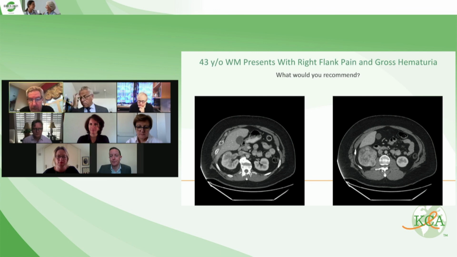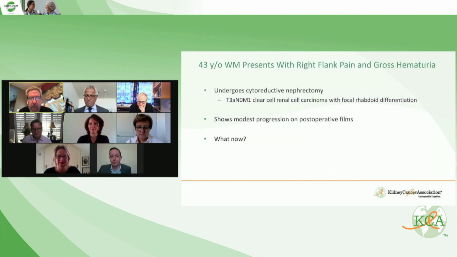Okay, and just in the interest of time, this patient was actually referred to me by the medical oncologist because of the patient's significant right flank pain and hematuria, and they were pushing me to do the cytoreductive surgery, which I did. You can see the pathology there was T3A N0M1 clear cell renal cell carcinoma with, again, focal rhabdoid dedifferentiation. His CT scans of the abdomen and chest coming back 6 weeks post-op showed minimal progression of his pulmonary disease, no evidence of disease in the abdomen.